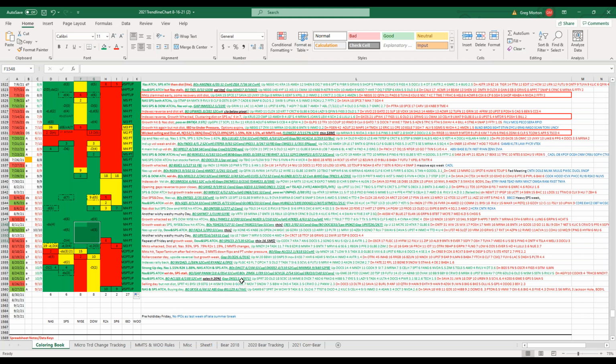ACLS, Dix gapped up. NVIDIA, I think, was at the end of the prior week. So you can just sort of see and track how those are doing. And so that all looks good.